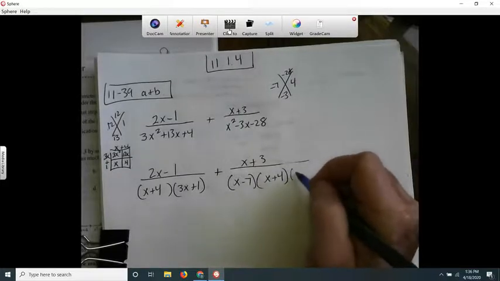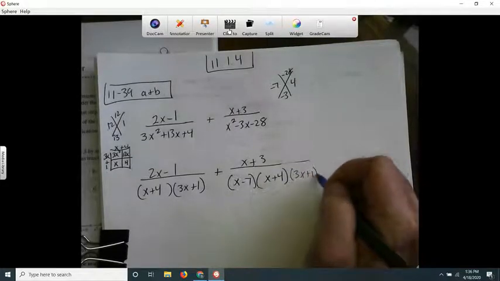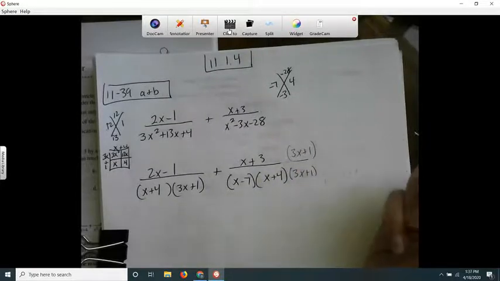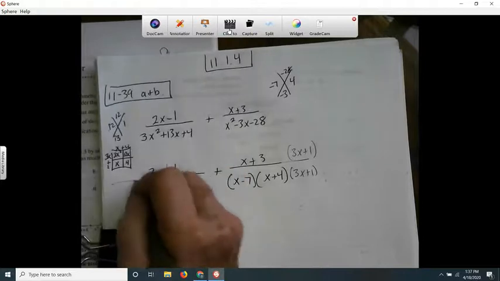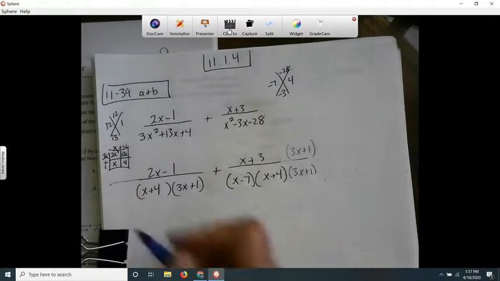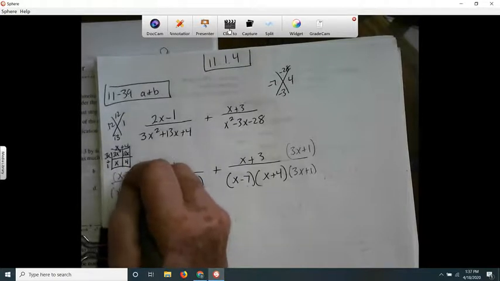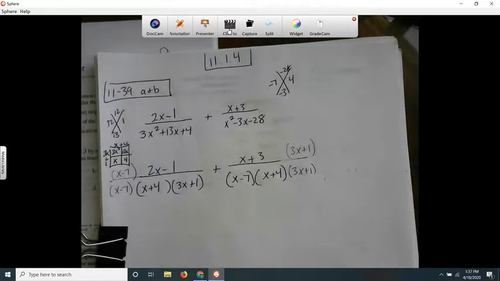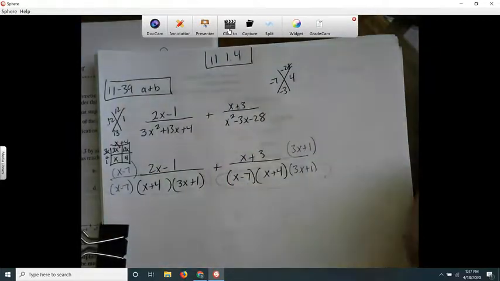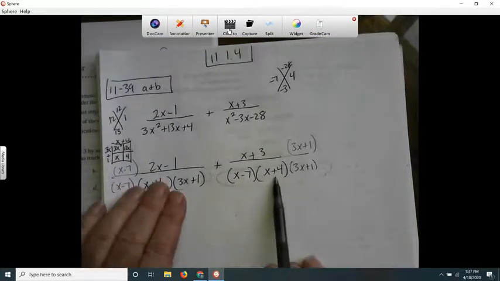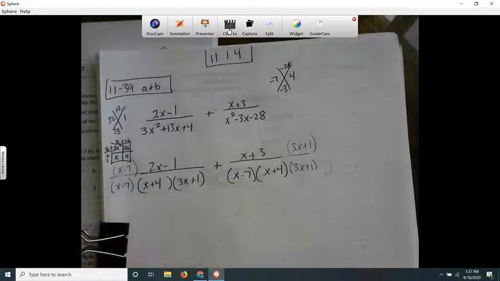So like if I gave this one a 3x plus 1 over 3x plus 1, and if this one had an x minus 7, this denominator and this denominator match now. It's a common denominator. And then I know that when I have two fractions and they have the same denominator, all I have to do is add the numerators.